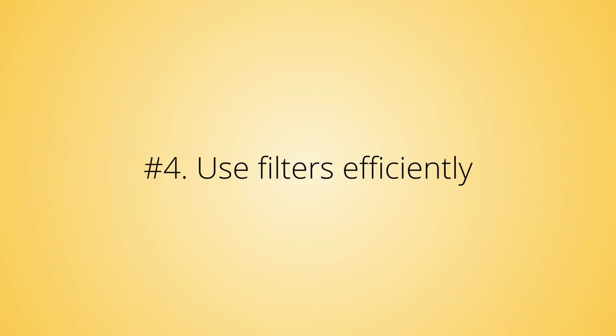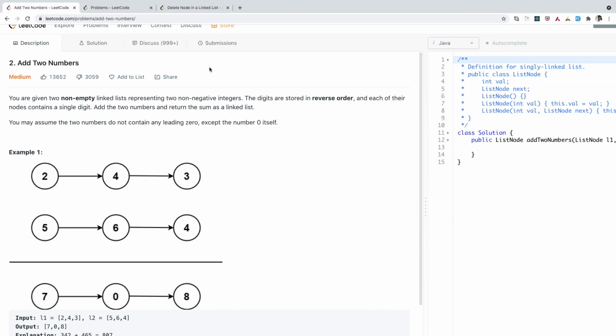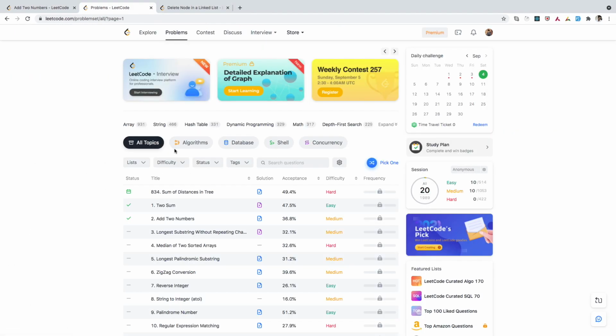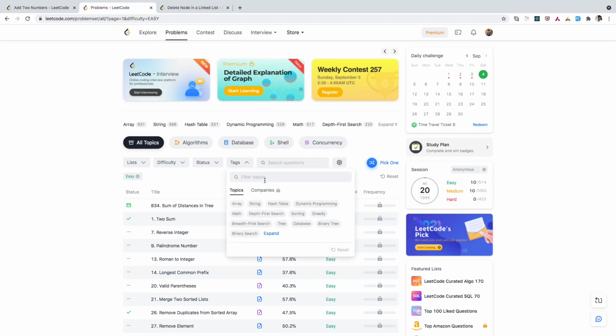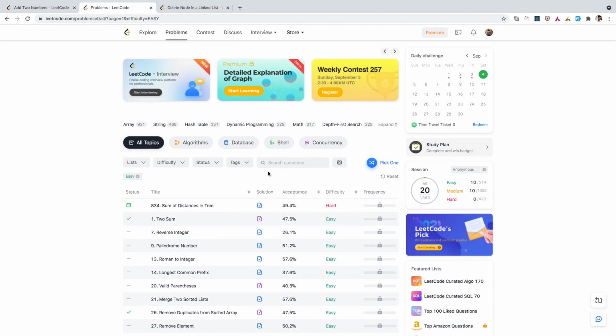Use filters efficiently. Let me show you, there are a lot of filters on the LeetCode platform, right? So let me show you some of the filters. Here, if you see, lists have the top 100 liked questions and top interview questions. Then we have filters like easy, medium, hard. Then we have tags where you can select any specific topic. So try to use these filters as much as you can, because this will help you to target similar difficulty level of problems.